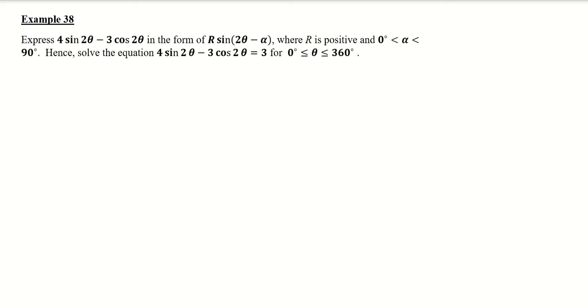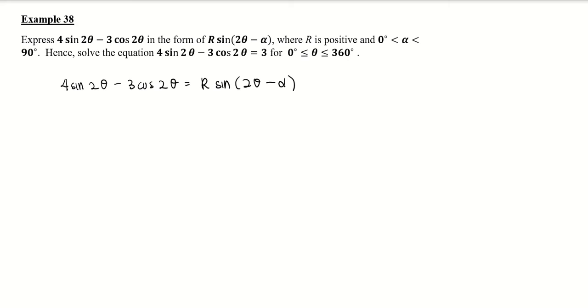Alright, so the first part of the question is to change from this form, 4 sine 2 theta minus 3 cos 2 theta, to the form of r sine (2 theta minus alpha). This question might be different from the previous example because here we have 2 theta, but we don't care about that, because the angle can be anything: theta, 2 theta, 3 theta, or any angle. The step is still the same.